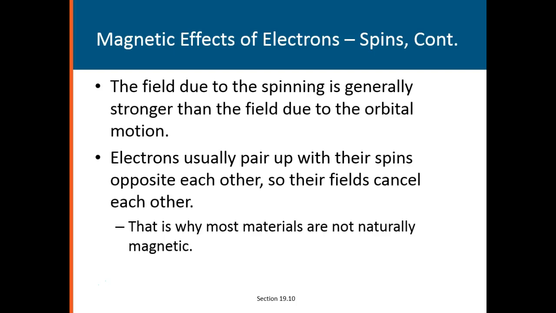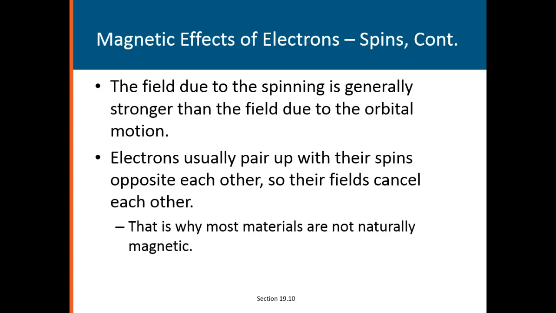The electrons usually pair up, and most electrons are in electron pairs, okay? And in those electron pairs, one is spin up and one is spin down, so the electrons cancel each other out too. Their fields cancel out. That is why most materials are not naturally magnetic.